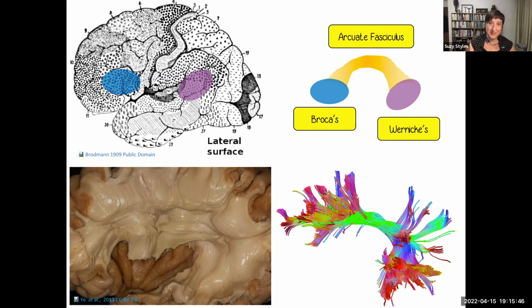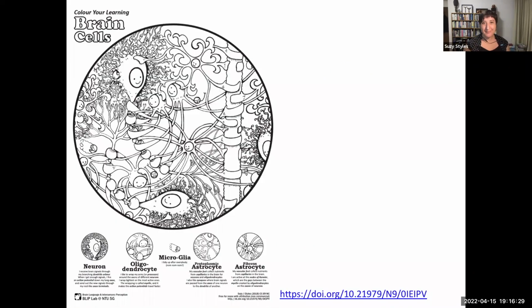I have a second visualization down on the bottom right for you, which is a kind of brain scan that allows us to see the shape and structure of these fiber bundles without having to take a surgical approach. So if you would like to color along while you listen to this part of the lecture, feel free to download this coloring sheet from the link here. It's completely free, and learn about brain cells as you go.